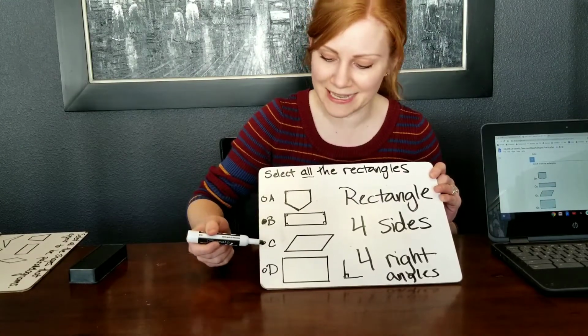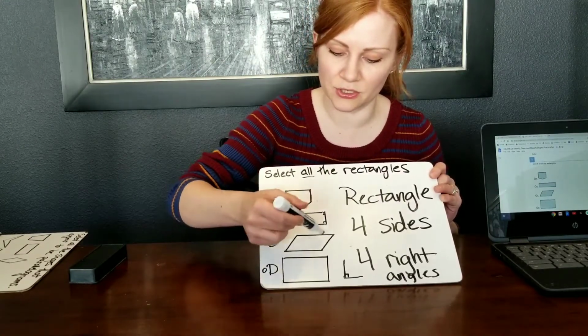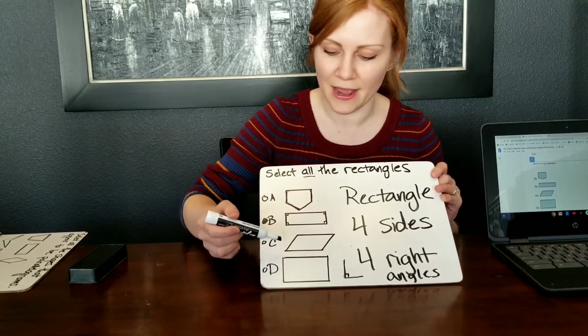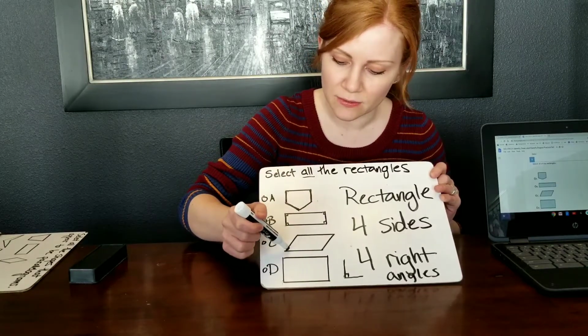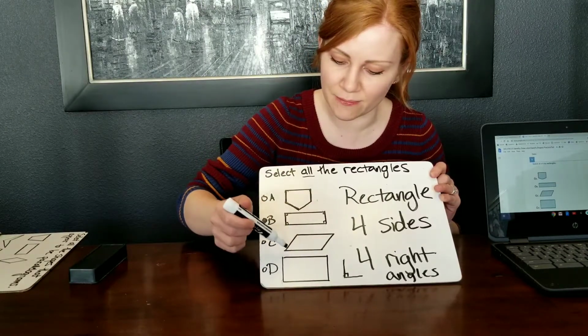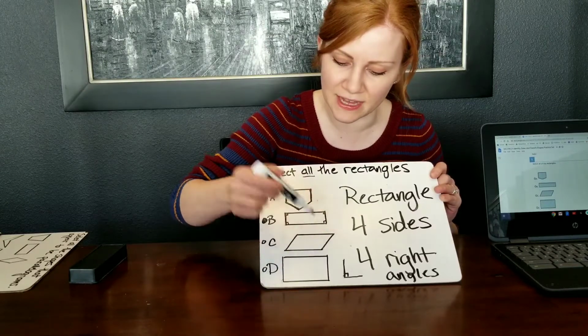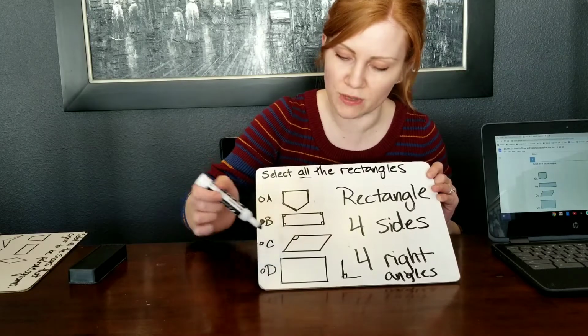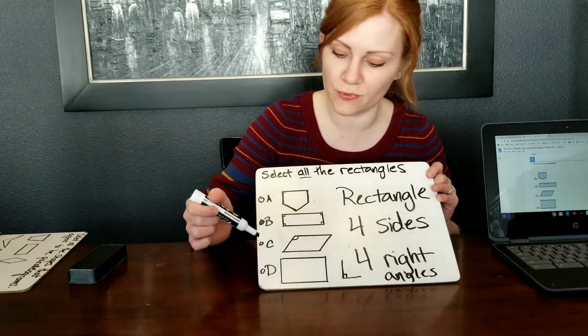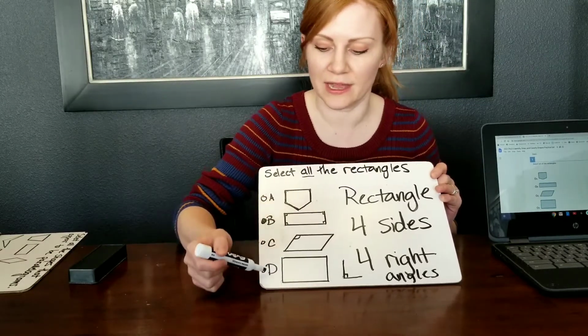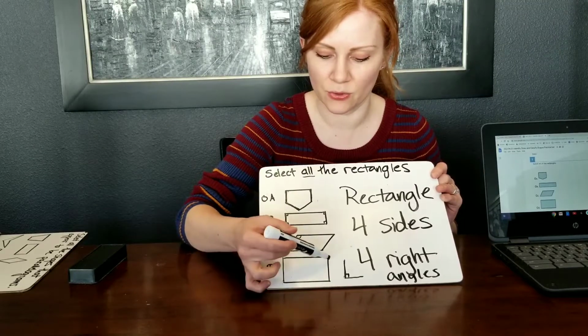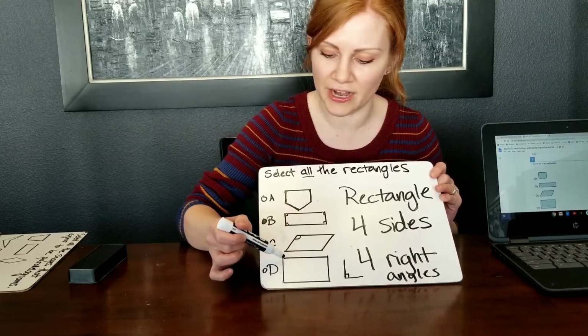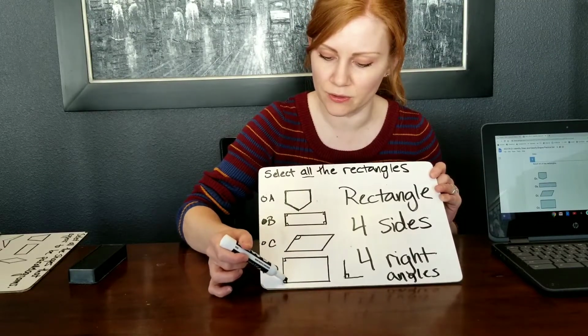So go ahead and look at C. C has 1, 2, 3, 4 sides. Great. And checking for right angles, I can't really fit a box in the corner in any of these angles. This is actually an obtuse angle, and the small one is an acute angle, so therefore this is not a rectangle. Last one, D, 1, 2, 3, 4 sides, and then check, can I fit a box in each corner?